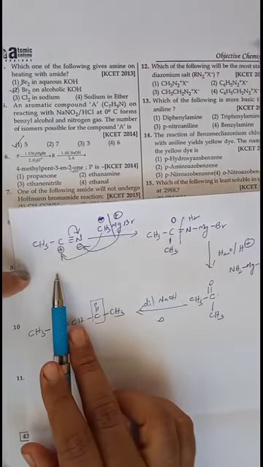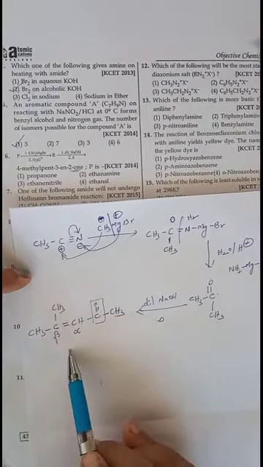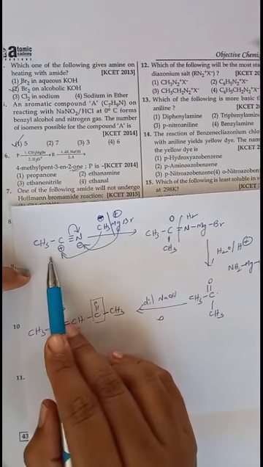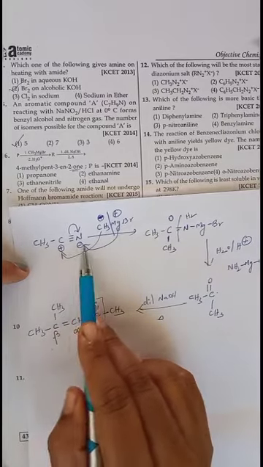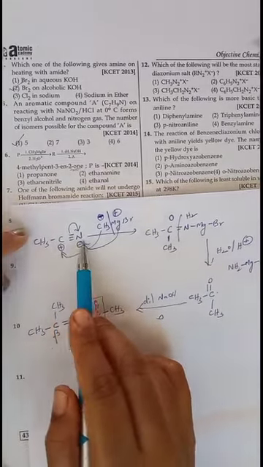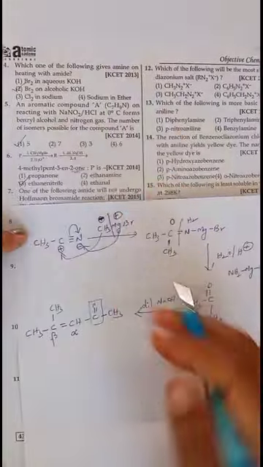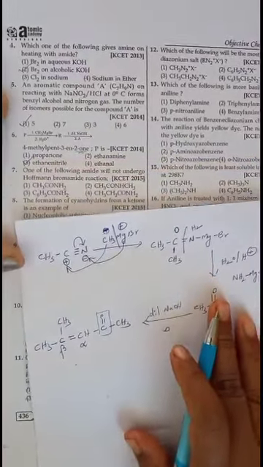So the P for the formation of this compound is this one, CH3, C triple bond N, that is nothing but ethane nitrile. Two carbons are there, ethane nitrile. So the answer is the third one. Okay, next we'll see the next question.